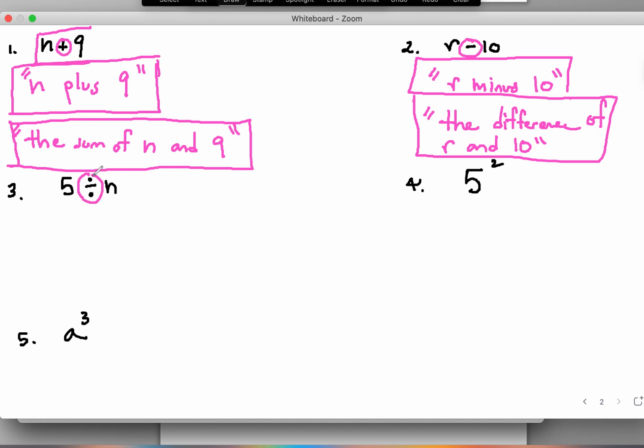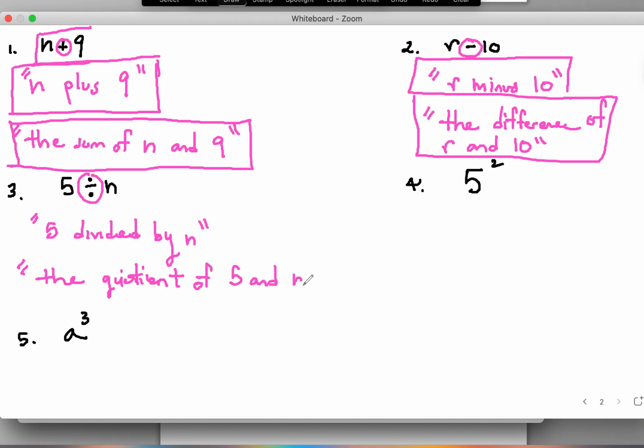Okay, now this one. Division. We need some word. We could just say 5 divided by n. And that's perfectly fine. Or we could say the quotient, just to illustrate that word quotient, right? If I could spell it right. Quotient. The quotient of 5 and n. And again, both of these are correct for this one.